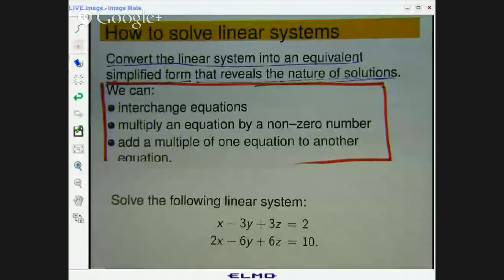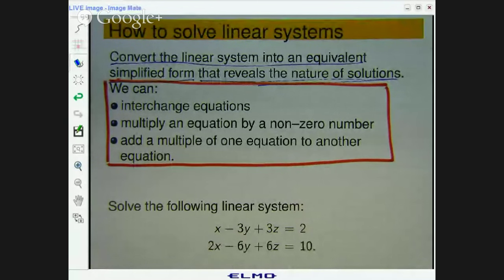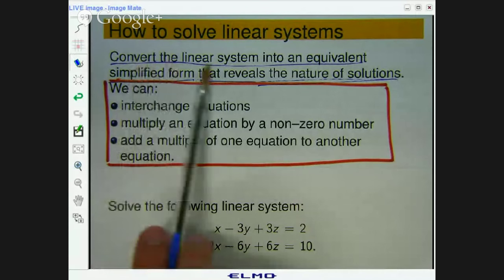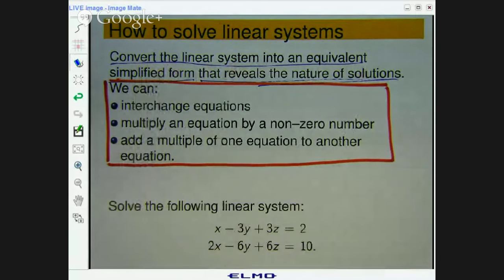Okay, so let me share my screen with you. Now, this is the example we're going to look at today. You've got three unknowns, x, y, and z, two equations. You're asked to solve this linear system. Now, we know from a procedural point of view that the idea is to convert the linear system into some sort of simplified form that reveals the nature of solutions. And we can do that using these three steps.